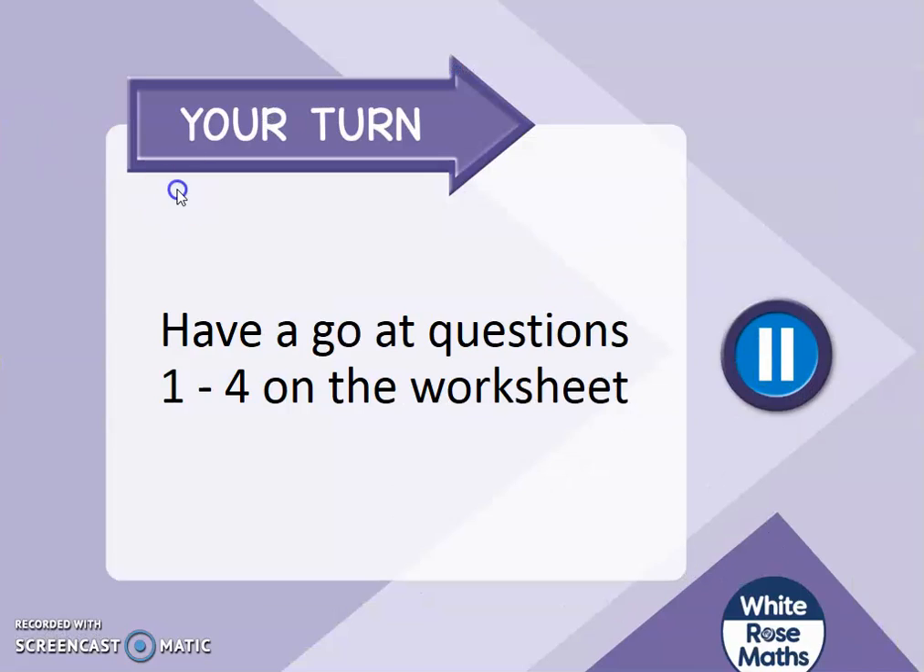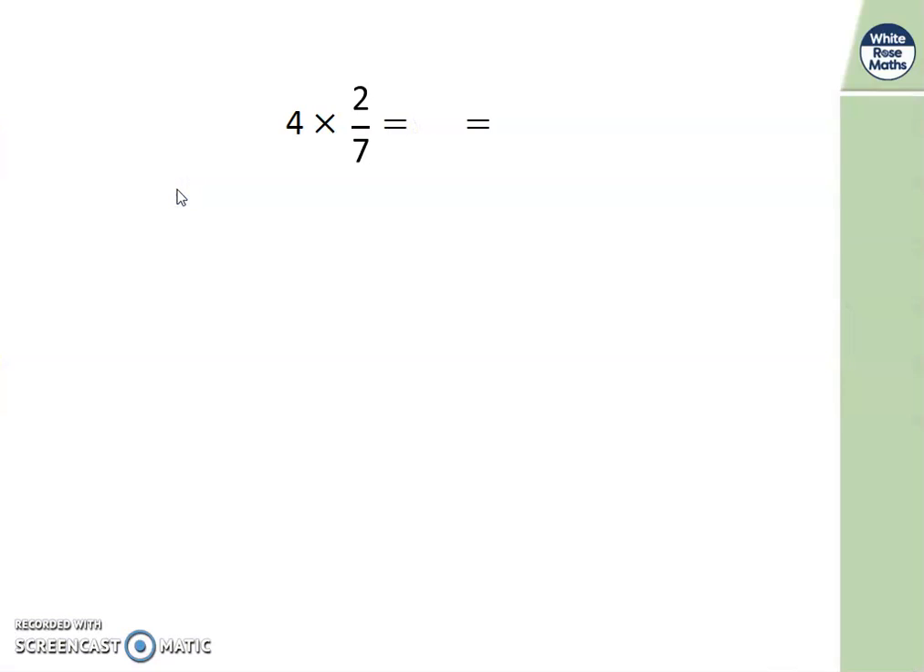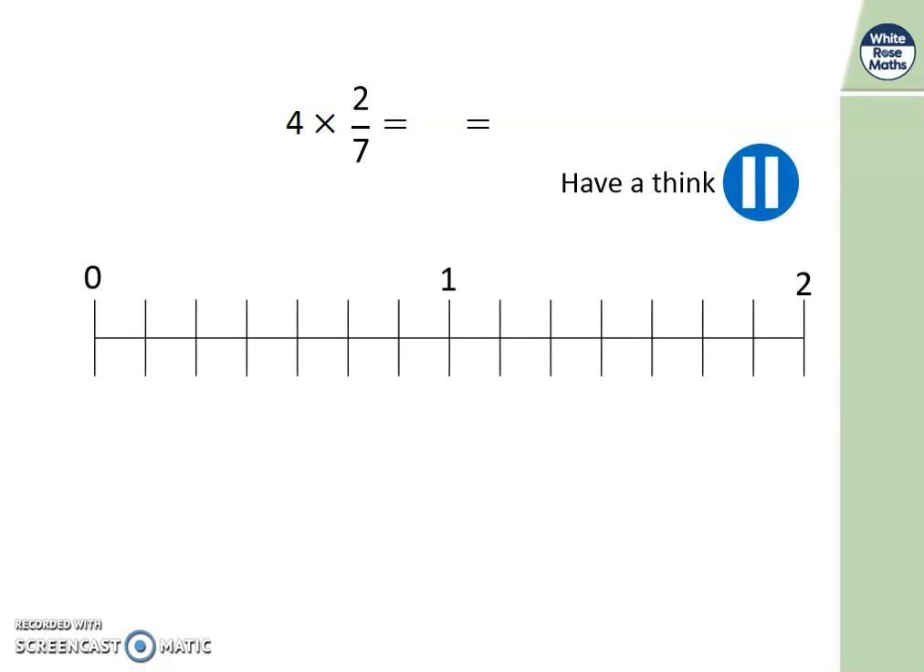Let's move on. 4 times 2 7ths. So we could look at it on a number line. Here you can see I've split my number line from 0 to 1 whole into 7ths, and I'm going to write those 7ths onto there. 1, 2, 3, 4, 5, 6 7ths, and 1 whole is 7 7ths.